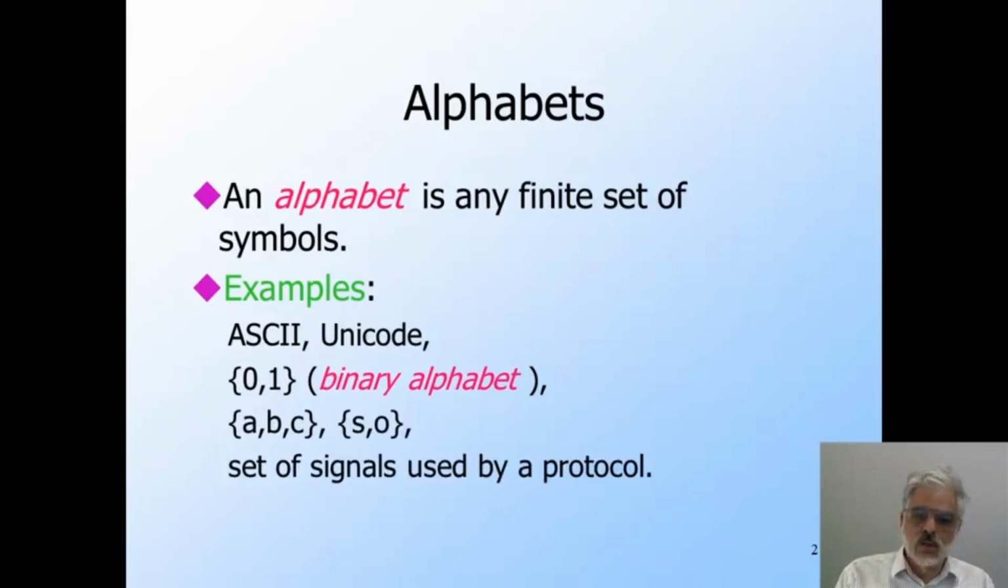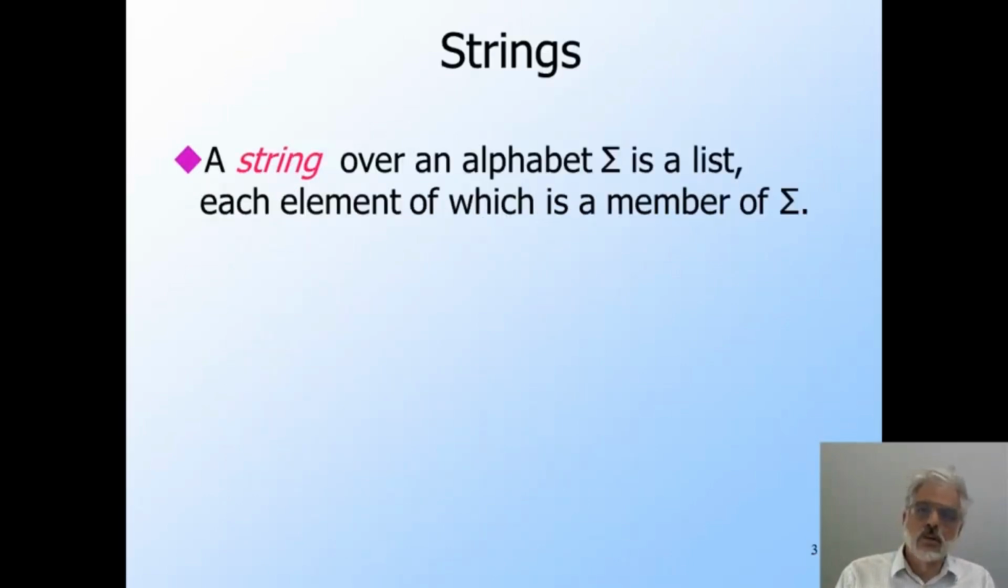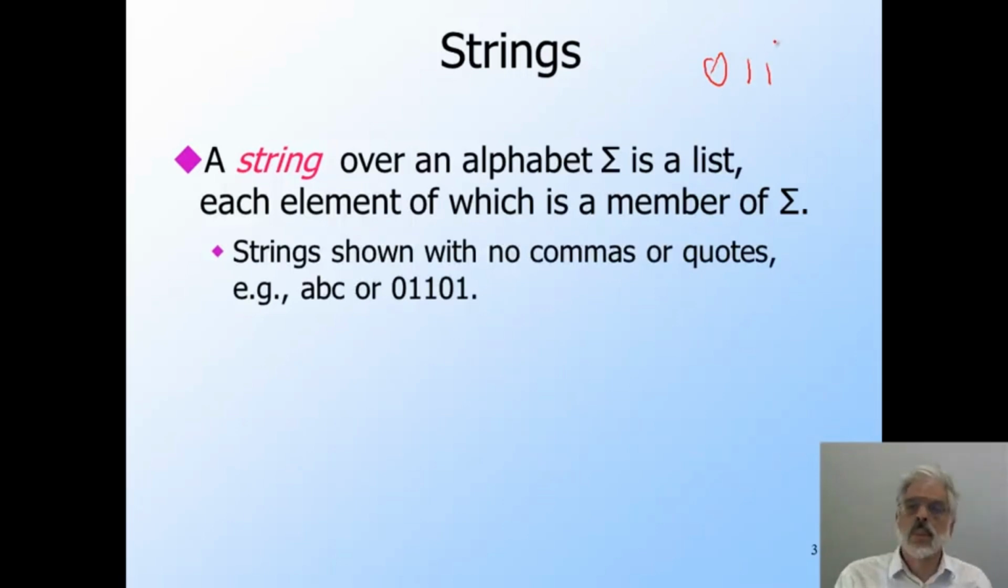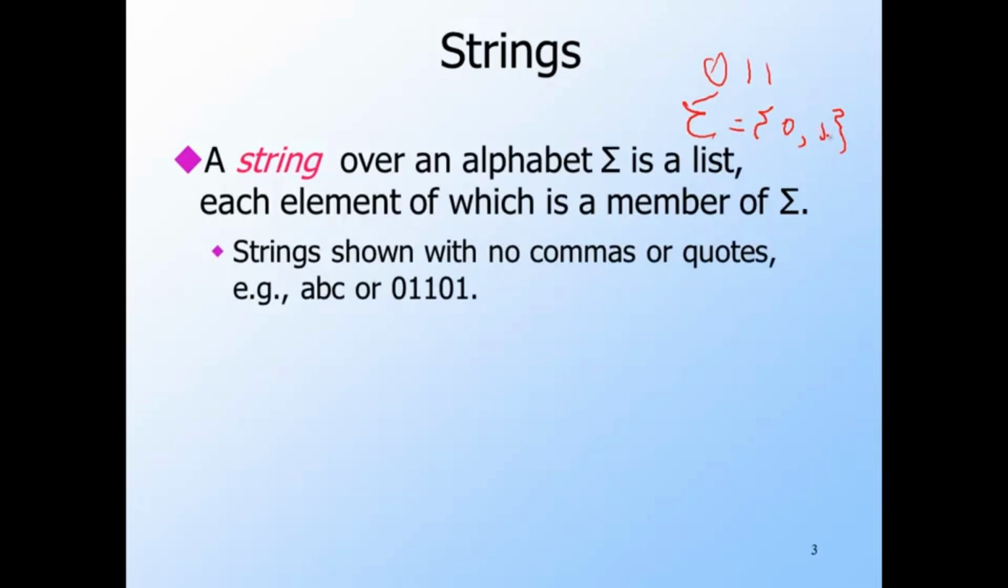Each protocol has a set of signals, and the set of all signals used by a protocol is also an alphabet. Strings are the usual data type you've seen in languages like C or Java. That is, a string is a sequence of symbols chosen from some alphabet sigma. The strings over sigma are those strings whose symbols are each members of sigma. For example, 011 is a string over alphabet 01. It is also a string over alphabet 0, 1, and 2. It just happens not to have any 2's.